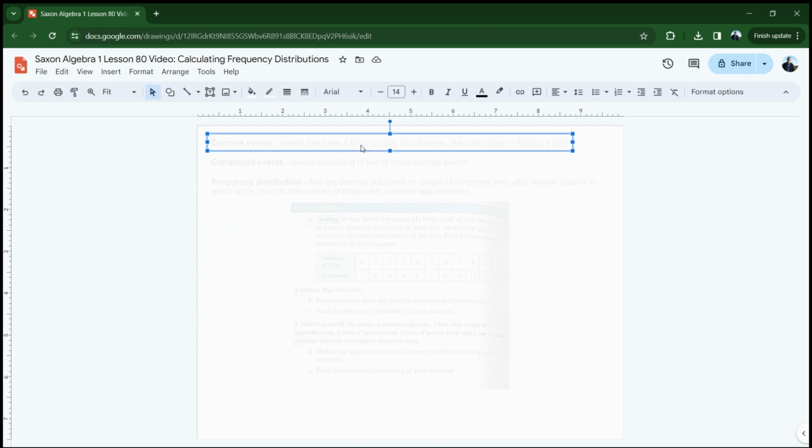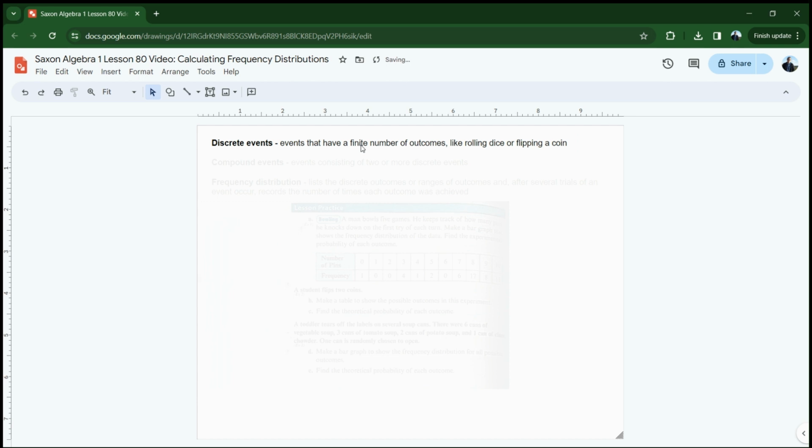The first thing we're going to do is talk about the kinds of events that we can display with frequency distributions. We're going to be looking at mostly discrete events in this lesson. Discrete events are the opposite of something called a continuous event, okay? A discrete event is an event that has a finite number of outcomes. An example is rolling two dice. I can list all 36 possible combinations of two dice rolls. There's a finite, countable number, 36 possible different combinations. Flipping a coin is another good example. There are two possible outcomes when flipping a coin, heads or tails. It's a discrete event because there are two possible outcomes.